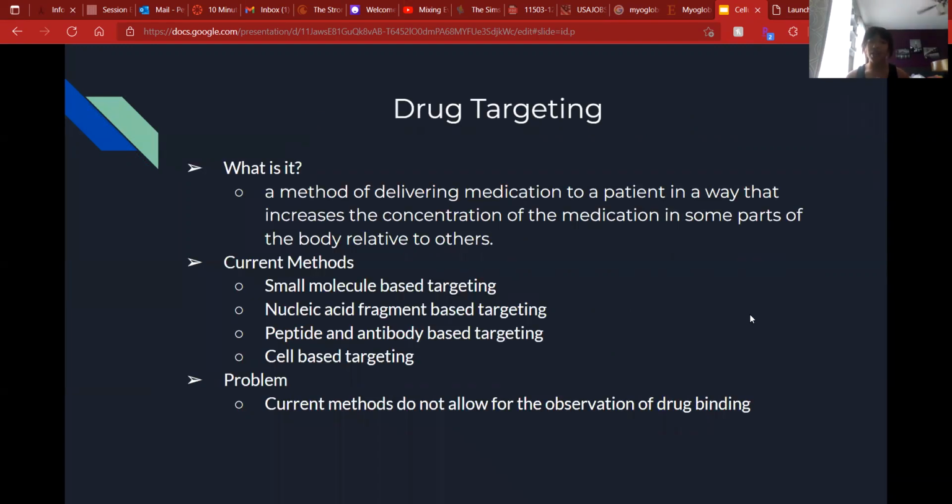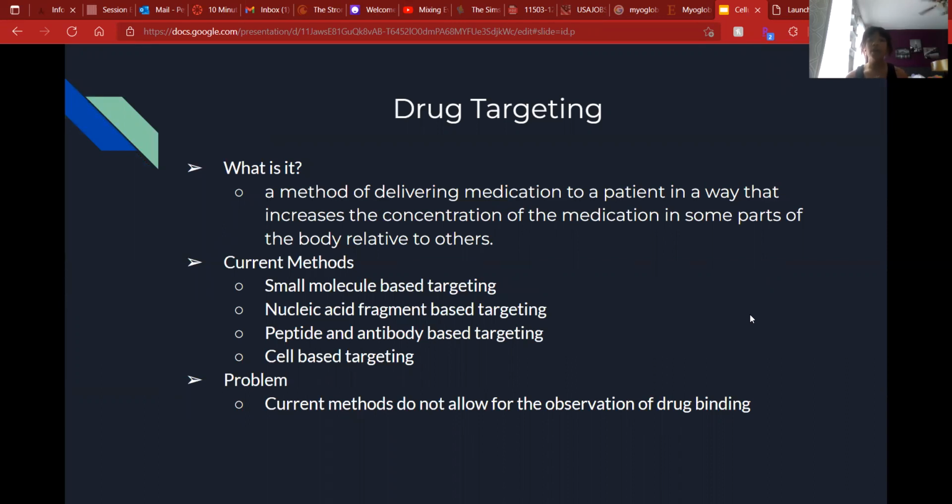So what is drug targeting? Drug targeting is a method of medication delivery in a way that increases the concentration of medication in certain parts of the body compared to others. And there are two kinds of drug delivery. So there's active targeted drug delivery, which is in relation to medications working with your immune system and the antibodies in your immune system. And then there's passive targeted drug delivery, which is working to enhance the permeability and retention effects. So how long those medications are staying in your body, in your cells, in your tissue, that kind of thing.